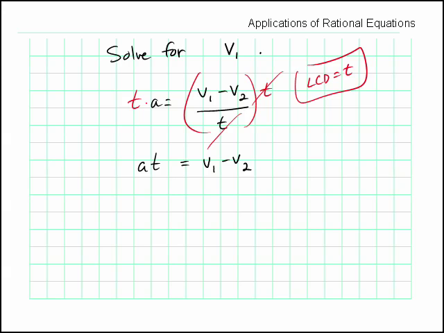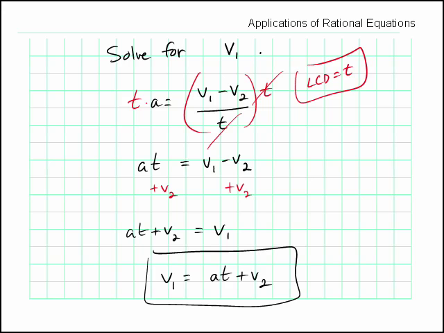Now, since I'm trying to solve for v1, all I've got to do is add the v2 to the other side, like that. And I have v1 equals at plus v2. Or if I turn that around, v1 equals at plus v2 this way. And we have it solved for v1. One more example of solving formulas here.